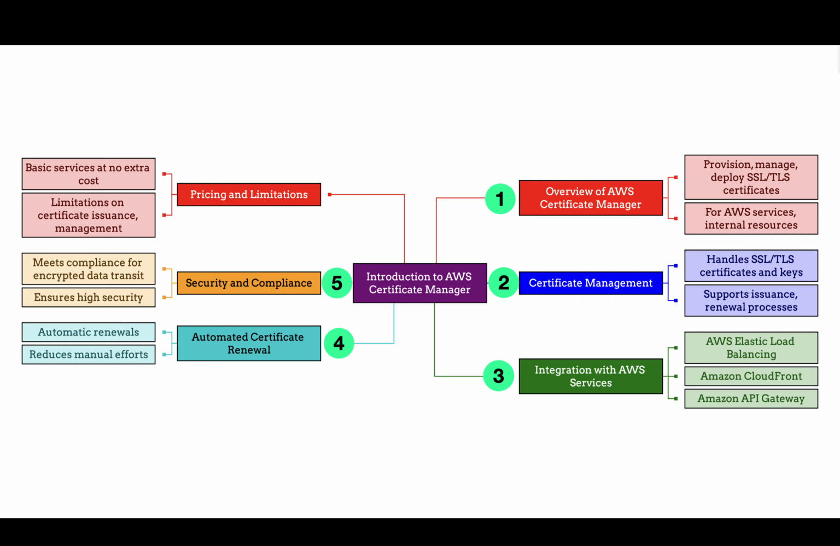5. Security and compliance. Helps in meeting compliance requirements for encrypted data in transit and ensures a high level of security. 6. Pricing and limitations. ACM offers its basic services at no extra cost for AWS resources but has certain limitations regarding certificate issuance and management.